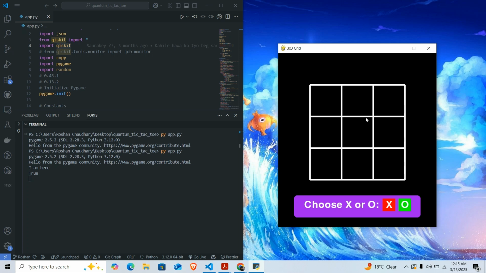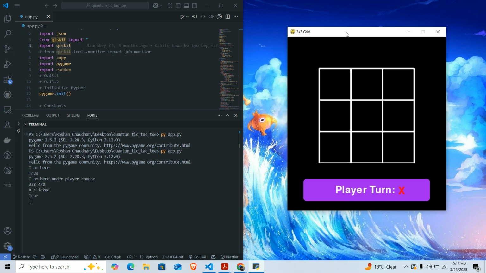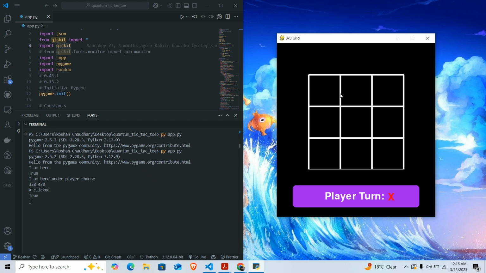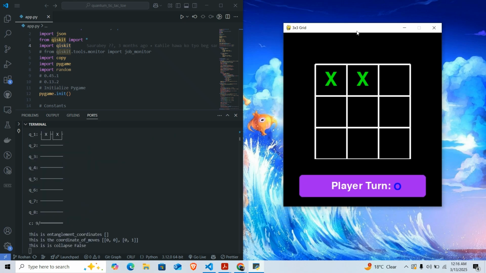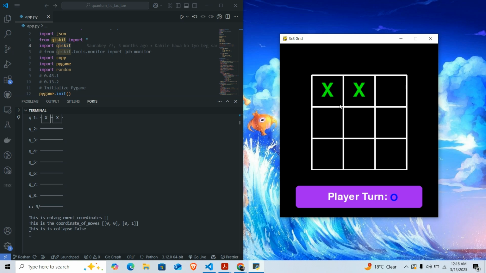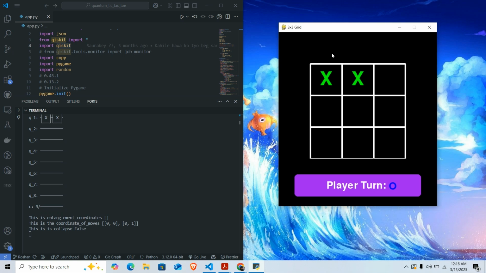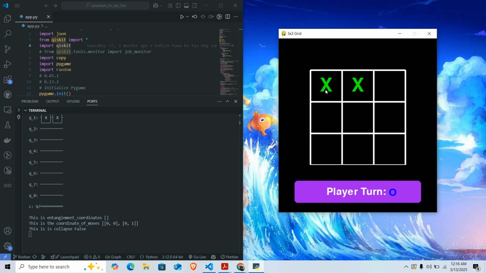In the classical tic-tac-toe, after choosing X, we click any one of the boxes and that's where the X is kept, and then the opponent's turn comes where the opponent will choose O. But in this game, it's not like the classical tic-tac-toe; we have to choose two boxes like this. You might be wondering what are these two boxes. These two boxes are in a superposition state.